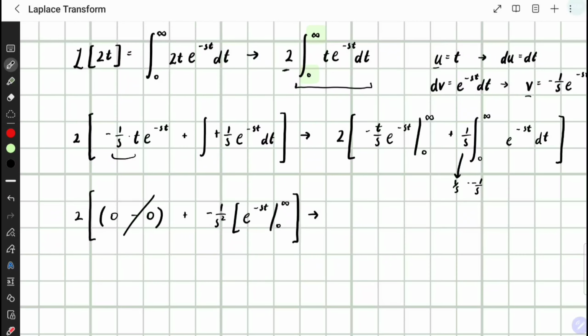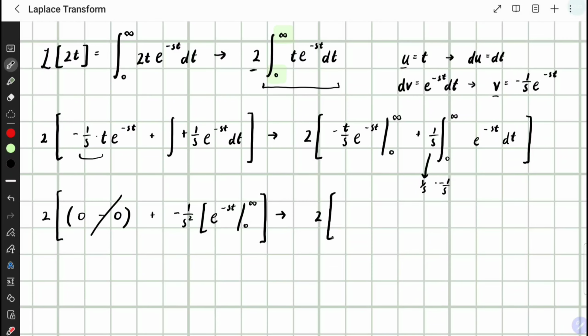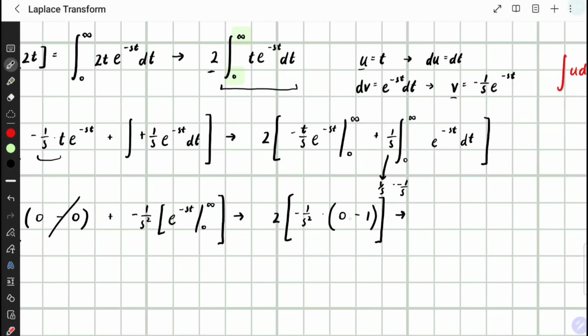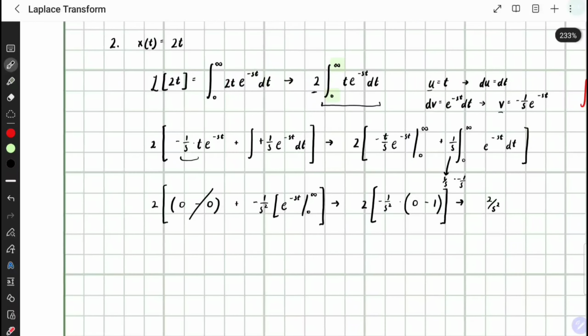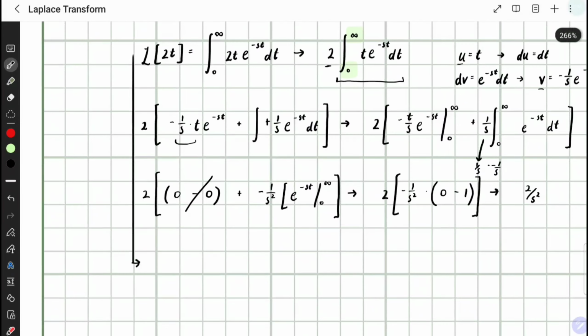This cancels out, so we get 2 times negative 1 over s squared times e to the negative infinity, same thing, gives us 0, minus e to the 0th power, that's 1. Negative 1 times negative is a positive, so we get 2 over s squared. So that's pretty much it. So this all comes down to: the Laplace transform of 2t is equal to 2 over s squared.